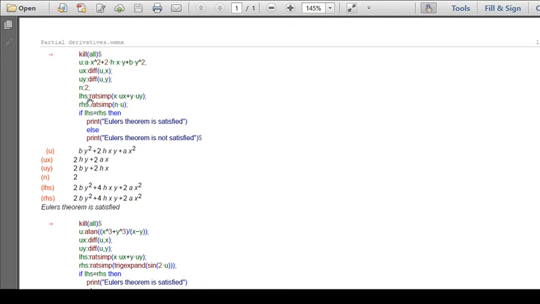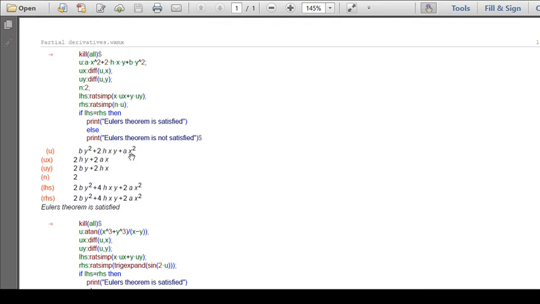Now, we know that if LHS, that is x into dou u by dou x plus y into dou u by dou y, is equal to n into u, then print Euler's theorem is satisfied, else print Euler's theorem is not satisfied. So, if you execute this program, then you'll get your given u as ax square plus 2hxy plus by square. Your partial differentiation of u with respect to x.